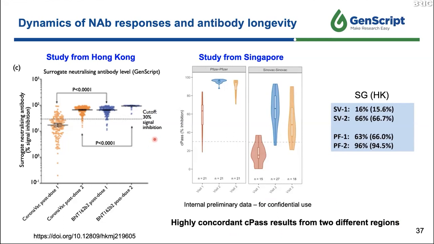So what I want to highlight besides this is also the high variability for the different samples, especially for the inactivated vaccine group. So we can see here, after the second dose, the cPass reading can vary between 90% all the way to below 30%. So again, this highlighted the individual difference.